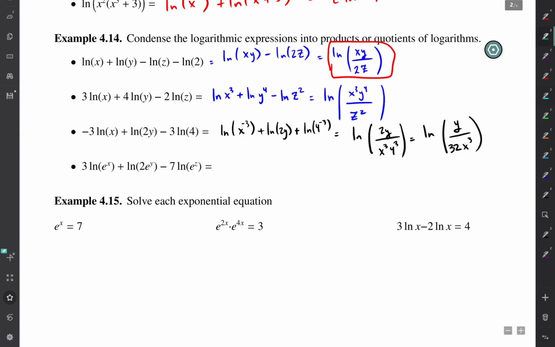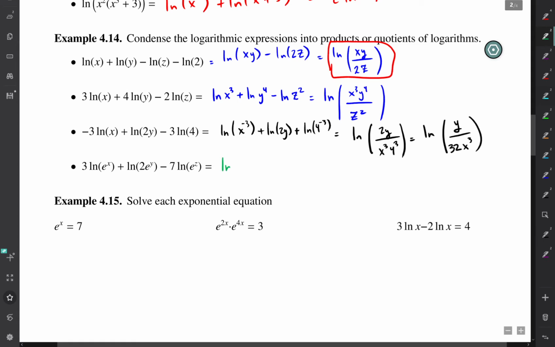Okay. The very last problem is a little confusing because you have e's thrown in there. But if you use the property of exponents, you would write this as ln of e to the x to the third power. So the e to the x was raised to the third power. And then you would have ln of 2 e to the y, nothing really gets simplified there. And then I guess do minus natural log of e to the z to the seventh power.